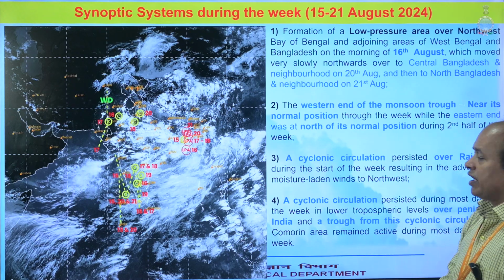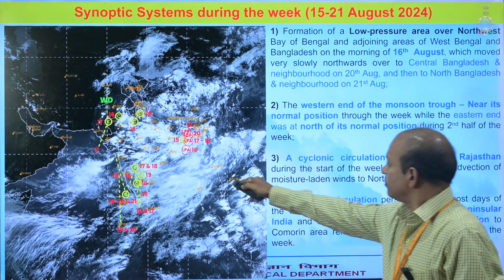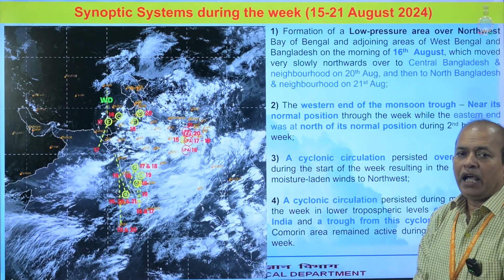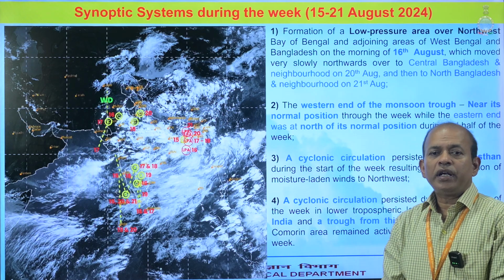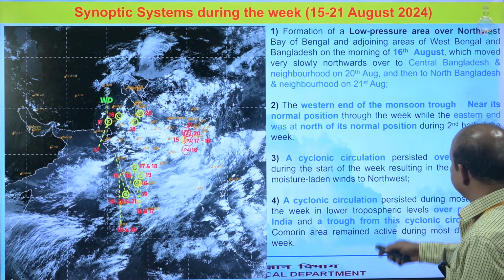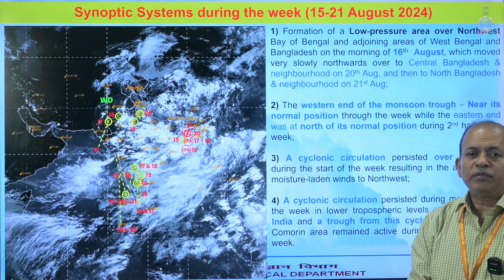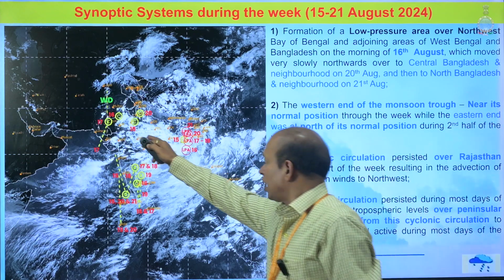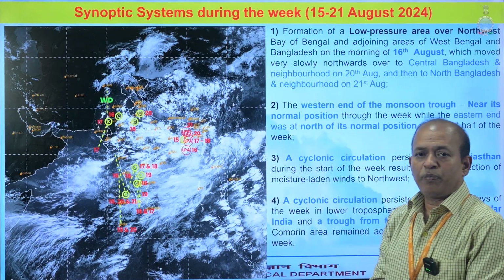there was a low pressure area that formed on 16th of August over the North Bay of Bengal, and slowly it moved northward. Today it is lying over the northern part of Bay of Bengal. Then the other weather system, that is the monsoon trough, starts from Ganganagar and extends towards the low pressure system.